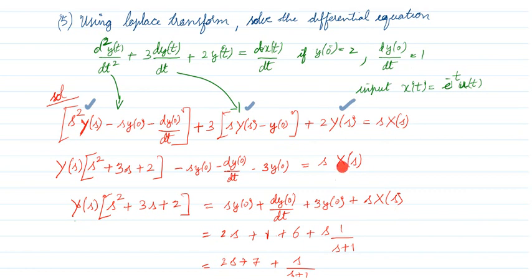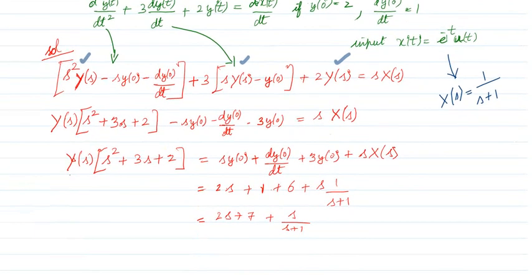In the question, x of t is given as e power minus t u of t, right? So what is the x of s? X of s in the Laplace domain is 1 by s plus 1. That's what I substituted here. In place of x of s, I substituted 1 by s plus 1.